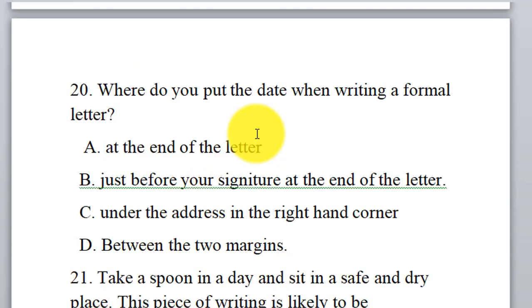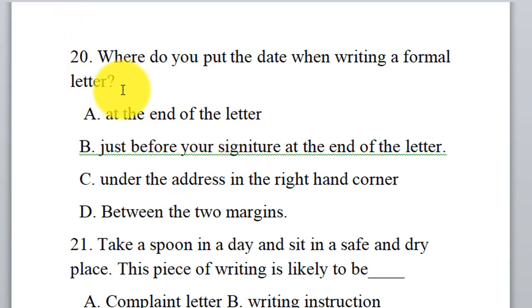Please, we come to question number 20. Where do you put the date? Look here: where do you put the date when writing a formal letter? Very clear question. Here, at the right top margin, which is the heading, is where we write it. Yeah, right top margin, heading.